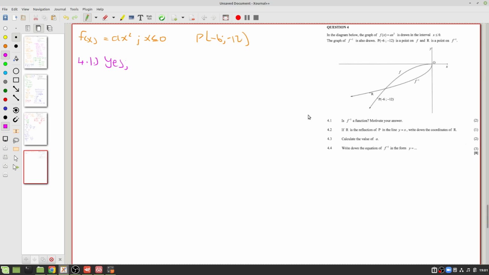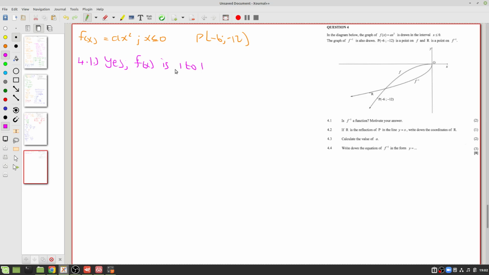Why? Well, we can say it passes the vertical line test, but in general what they want is if the original function was one-to-one, so it passes the vertical and the horizontal line test. So any vertical line only crosses once, any horizontal line only crosses once. So that means it's one-to-one. So we can say yes, because the original function is one-to-one. That's probably the best way to answer it. So if the original function is one-to-one, its inverse will also be a function.